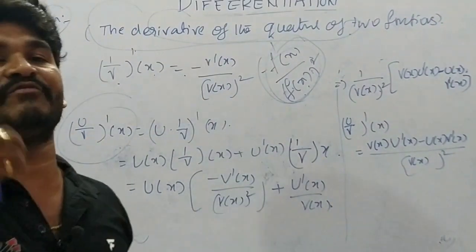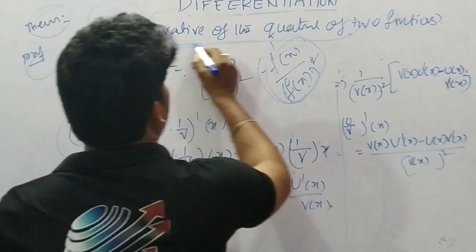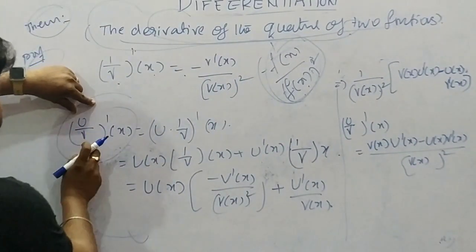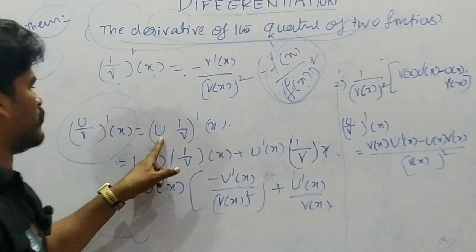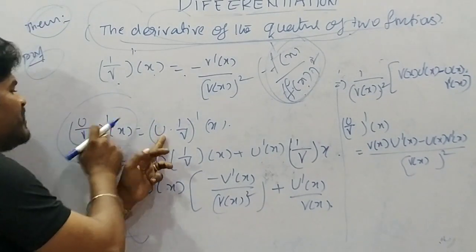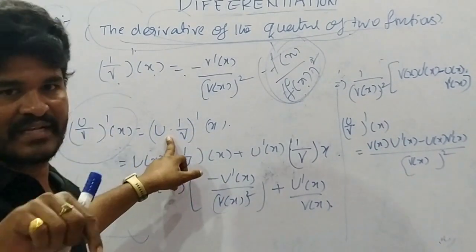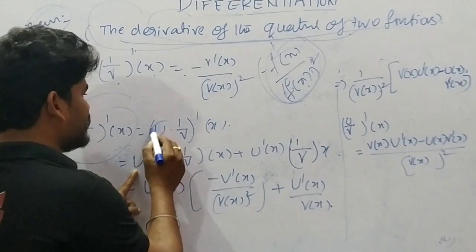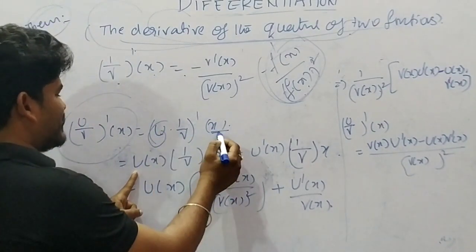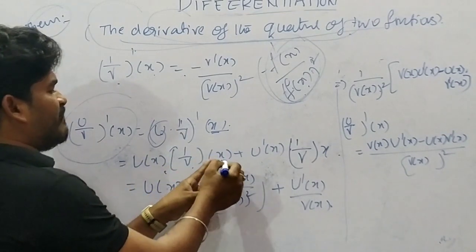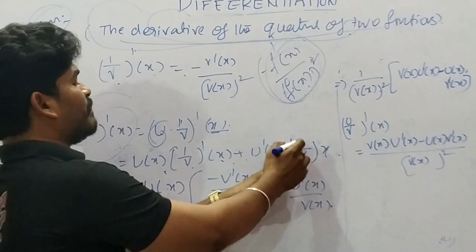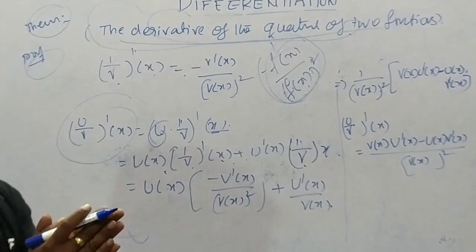Here we are given the derivative of the coefficient of two functions. So that's why we take (u divided by v) dash of x equal to u into (1 by v) dash of x. In the same way, this is u dash of x into 1 by v of x plus u of x into (1 by v) dash of x. This formula we are applying.